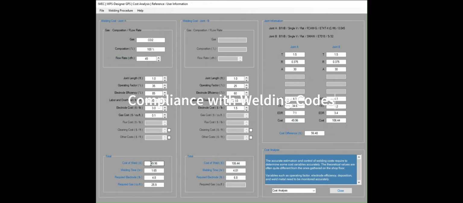WPSs should not only comply with welding codes and project requirements, but must also maximize productivity and reduce welding costs. To find the most effective WPS, it is necessary to consider different options and run a provisional cost analysis to determine the WPS that uses the least amount of weld metal and minimum welding time.